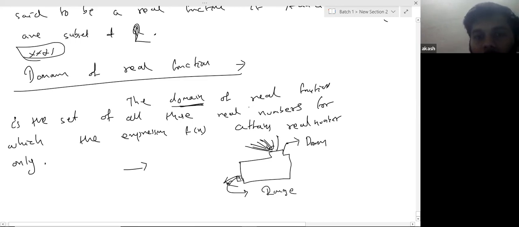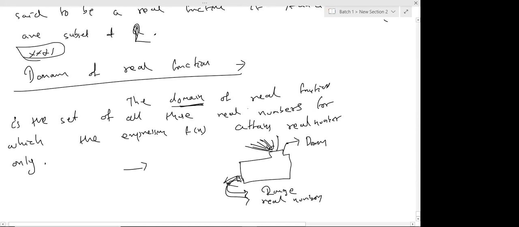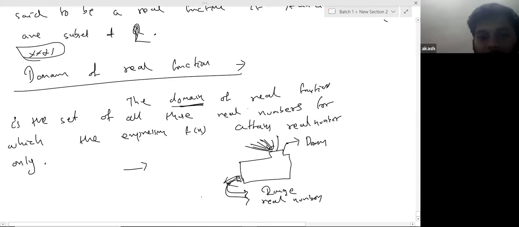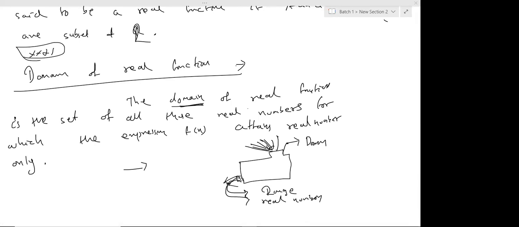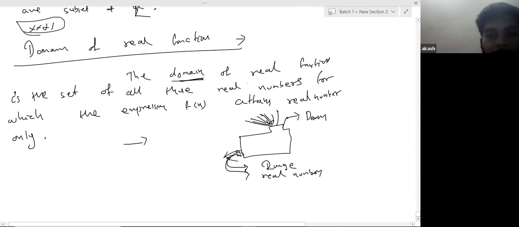Domain is the values which you put where we get only real numbers as the range, right? We don't want to get infinite or complex numbers. Is this clear? Yes, sir. Okay, Gautam, Irfan. Yes, sir. All right, let me give you an example.